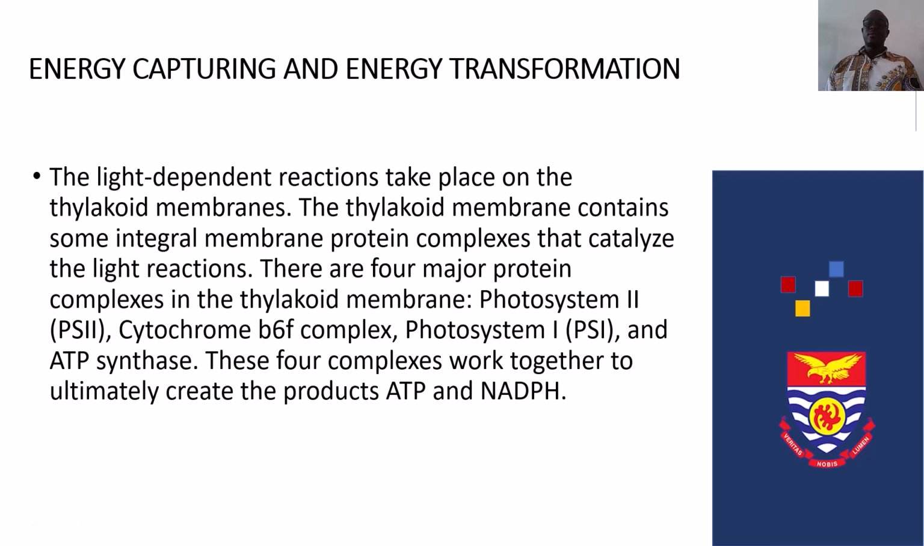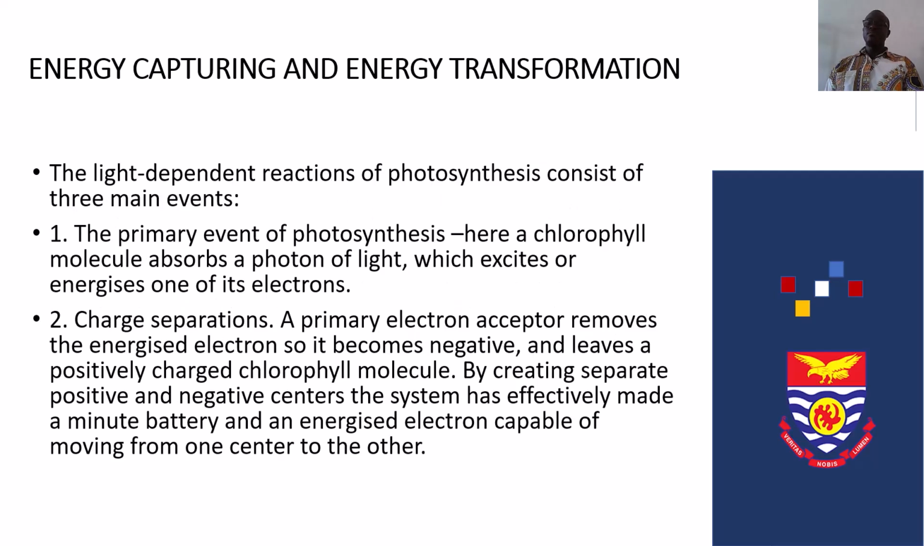The light dependent reactions take place on the thylakoid membranes. The thylakoid membrane contains some integral membrane protein complexes that catalyze the light reactions. There are four major protein complexes in the thylakoid membrane: photosystem 2, PS2, cytochrome b6f complex, photosystem 1, and ATP synthase. These four complexes work together to ultimately create the products adenosine triphosphate, ATP, and reduced nicotinamide adenine dinucleotide phosphate, NADPH.